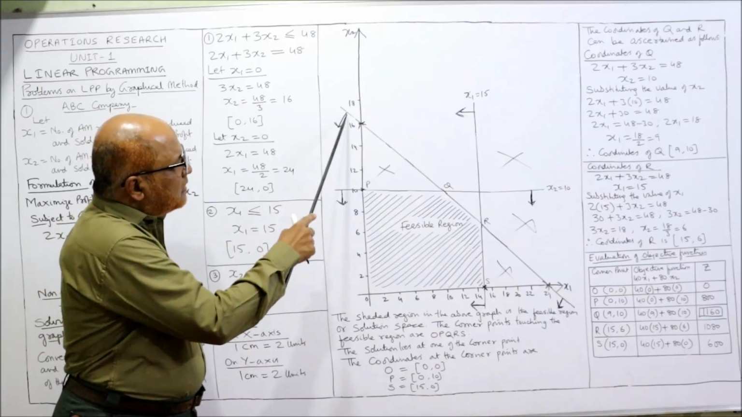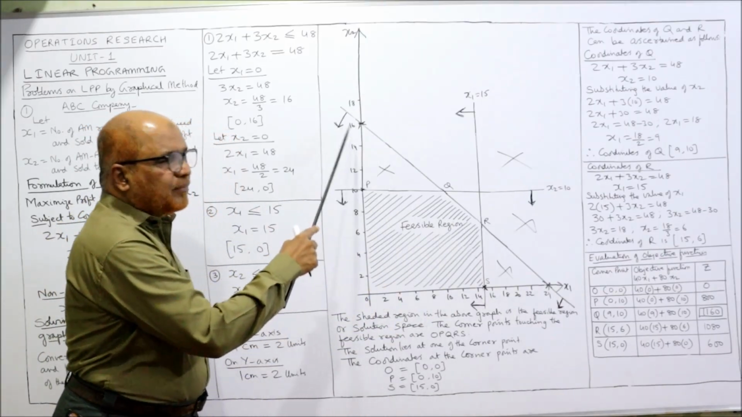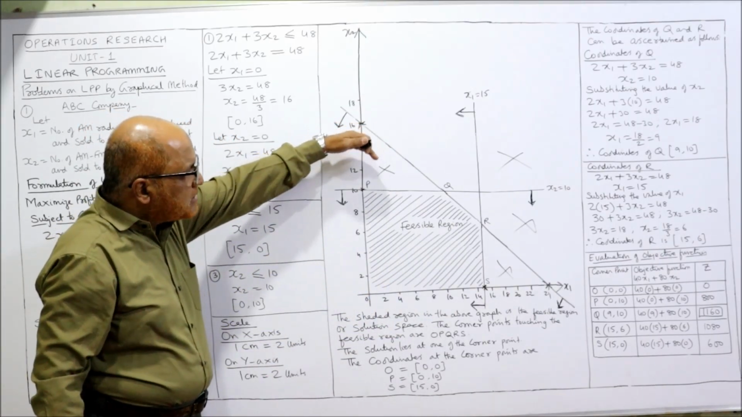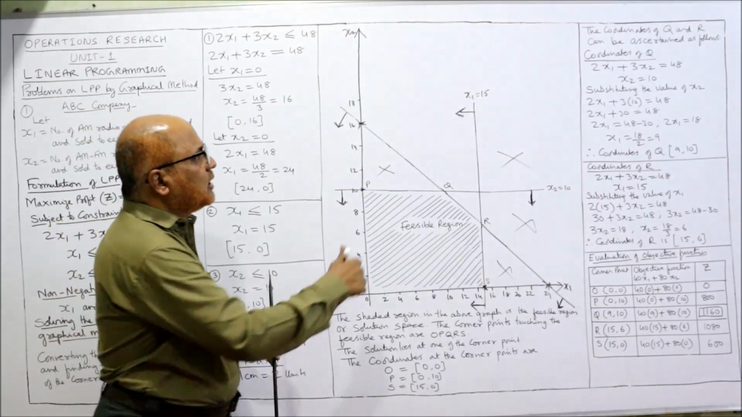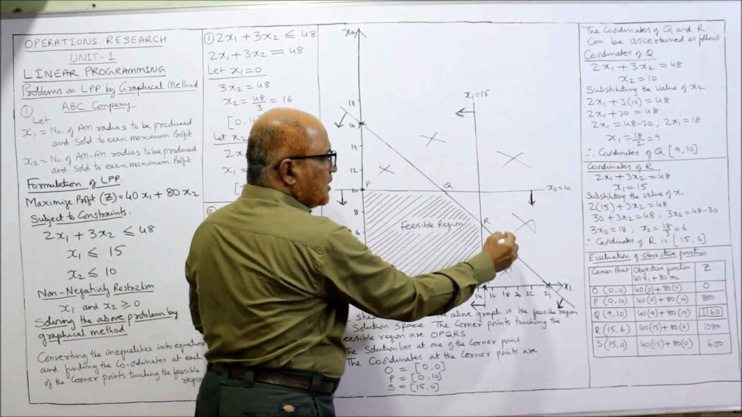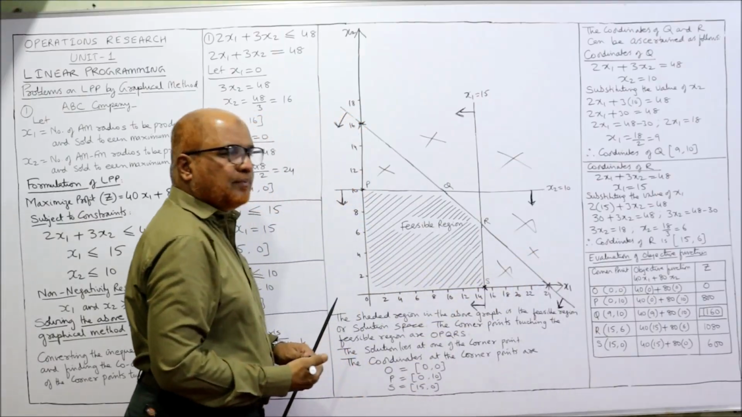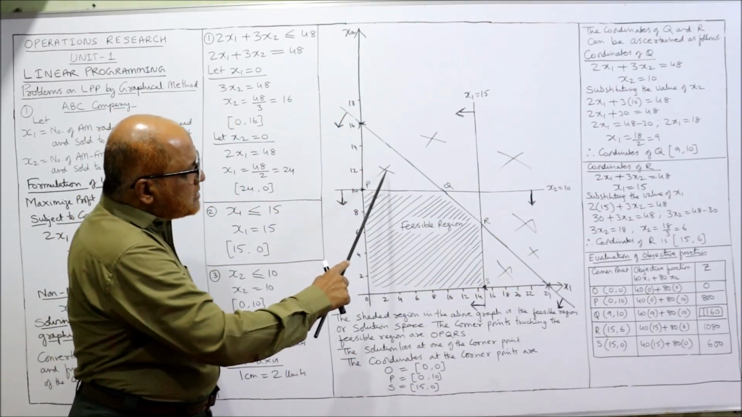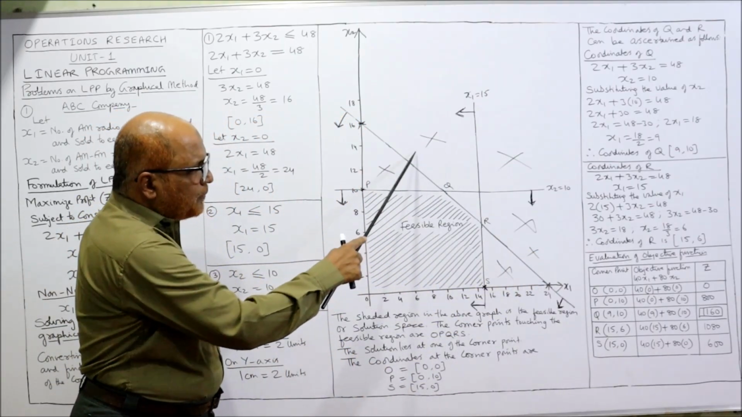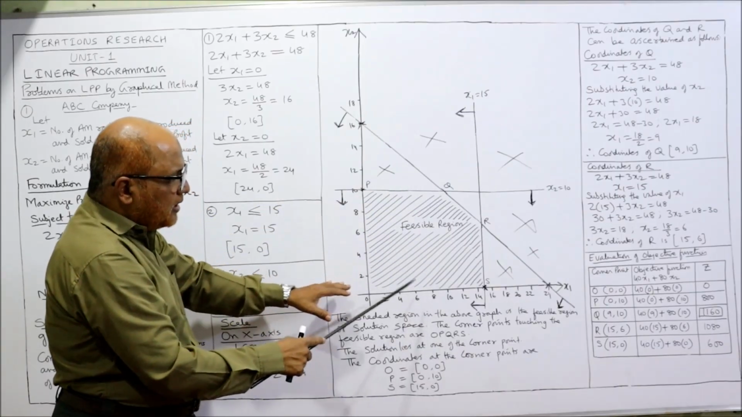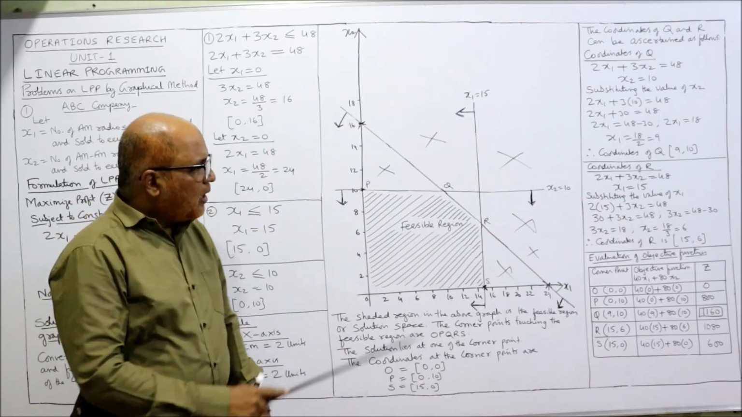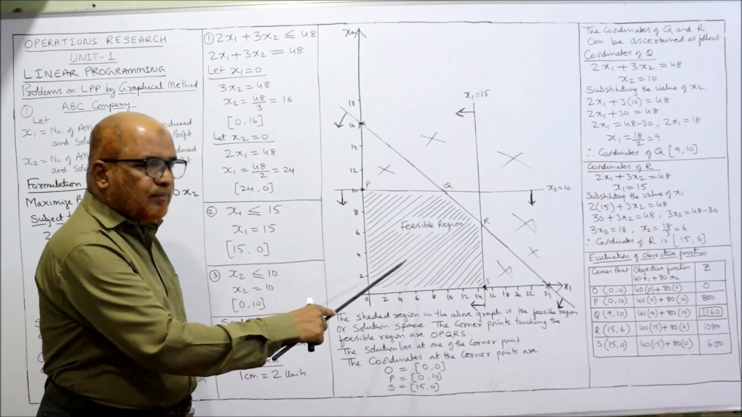Similarly, this diagonal line shows that the solution space is downward. It is not upward, so this is not the solution. So finally, this bounded region is the feasible region. Now shade this feasible region.